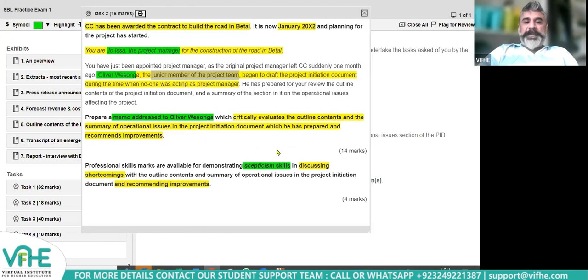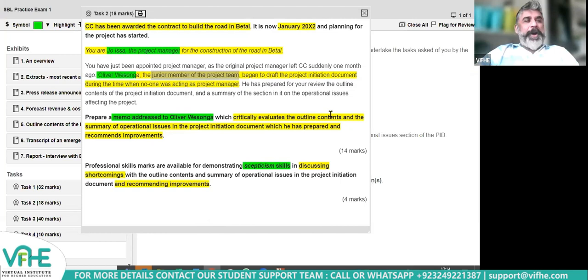Now, what is the format required? Memo. Good. Is it a question like weakness and recommendation? Because you're supposed to identify the shortcomings and give recommendations. Can we use a tabular format? As per yesterday's class, when there is a weakness and recommendation, we use a tabular format. Okay, we will use a tabular format.